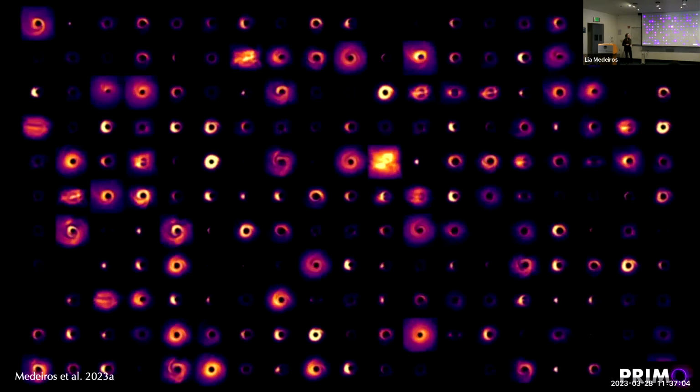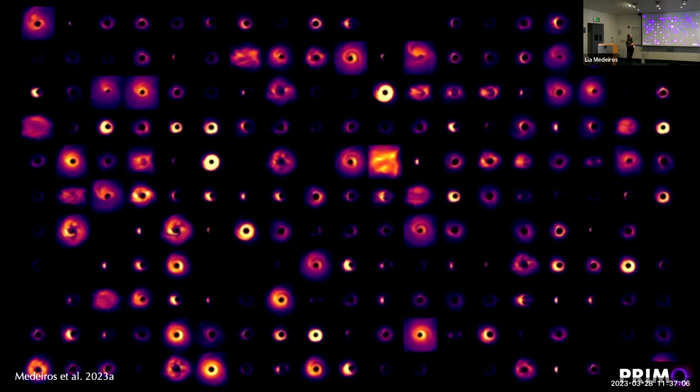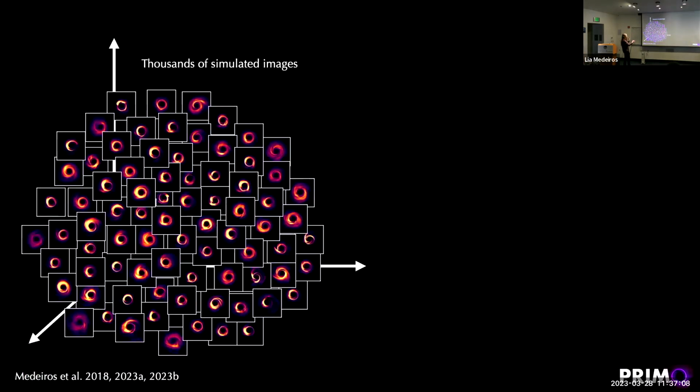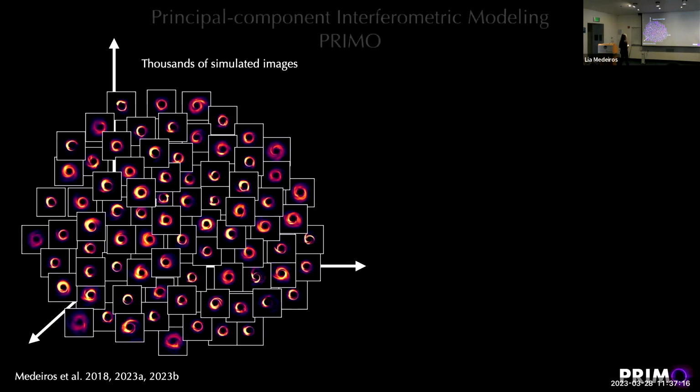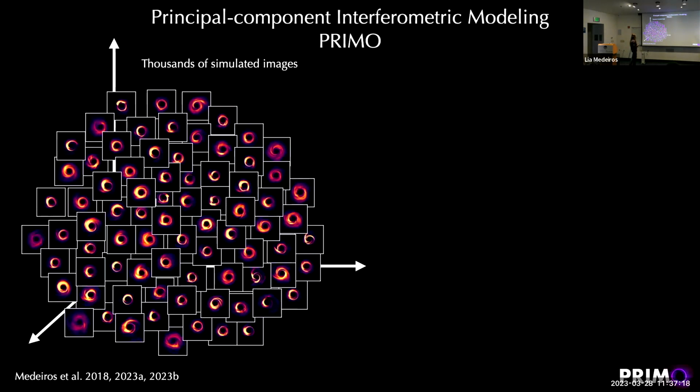And so the way that this actually works in practice is that we have this space of images that you see here, and we can think about each of these images as a vector in this hyperdimensional space. Okay, so this is really just linear algebra. And so what you can do is that you can use principal component analysis to find a basis for this space.